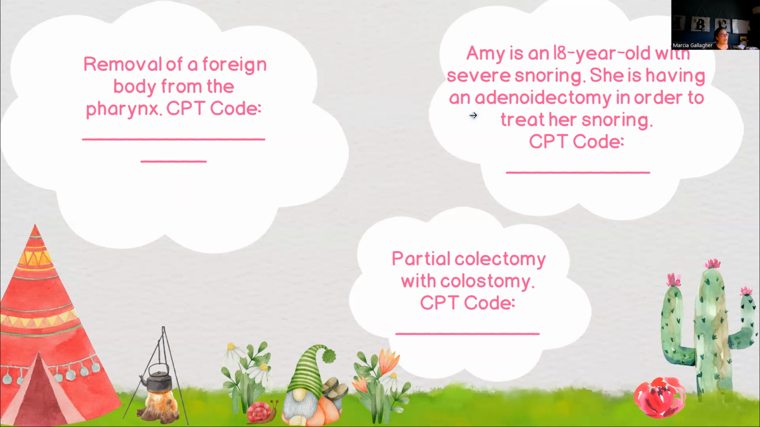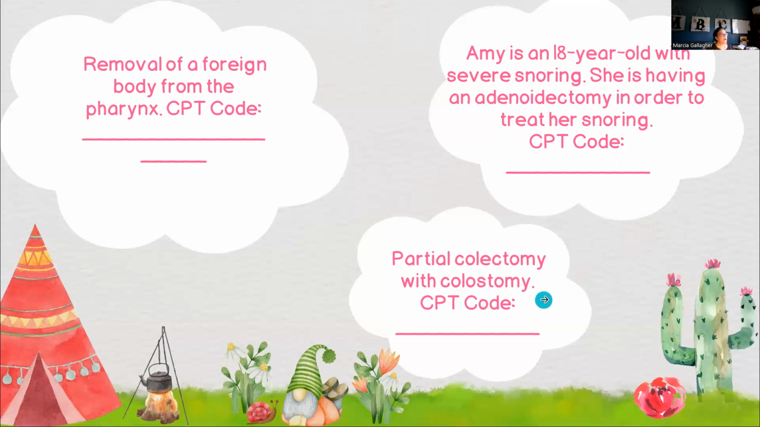Okay, so Amy is an 18-year-old with severe snoring. She is having an appendectomy in order to treat her snoring. So we're going to go adenoids on page 1031, then excision, and you have a choice. 42830, or I'm sorry, it's a range. It's 42830 through 42836. So you need to get in, you need to read, and you need to decide which one. And these are broken down by age. So be very, very careful when you're looking through that code range, because it's broken into age.